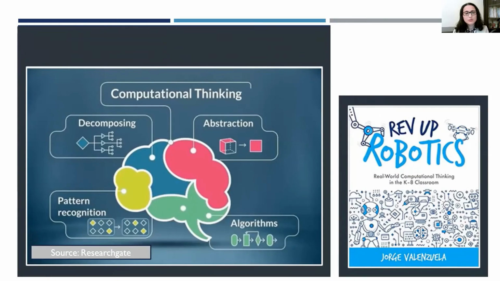One of the very good books that I'd like to share here is Rev Up Robotics. This is about real-world computational thinking for the K-8 classroom. This book is highly recommended because it helps in real-life learning, and it gives teachers short paths and some ideas to incorporate in their lesson plans.